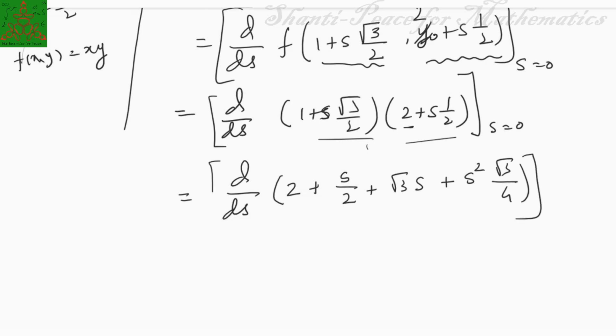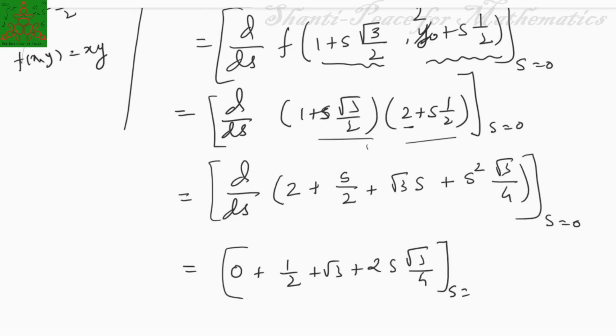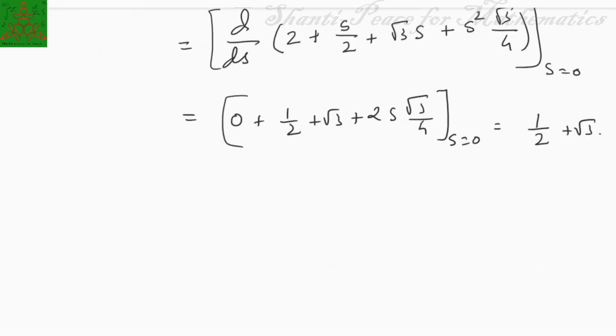Whatever the answer comes, you have to substitute s is equal to 0 there. So by taking the derivative, we'll have 0 plus 1 by 2 plus root 3 plus 2s root 3 by 4 at s is equal to 0. So finally you will have 1 by 2 plus root 3. So the directional derivative of f at the point (1, 2) in the direction of u bar is 1 by 2 plus root 3.